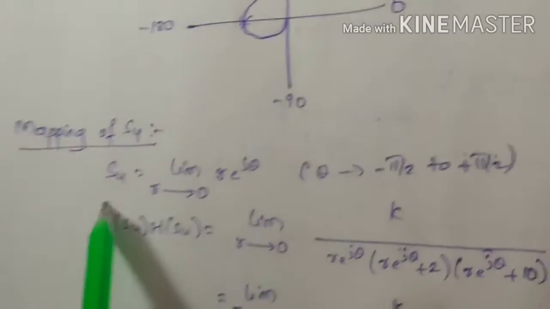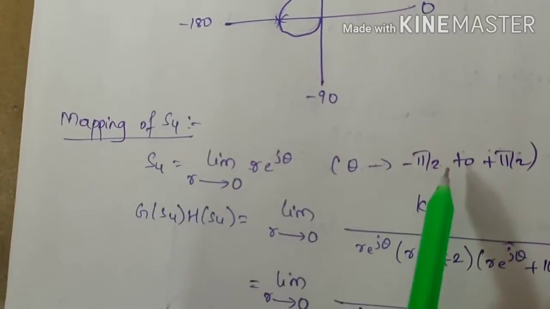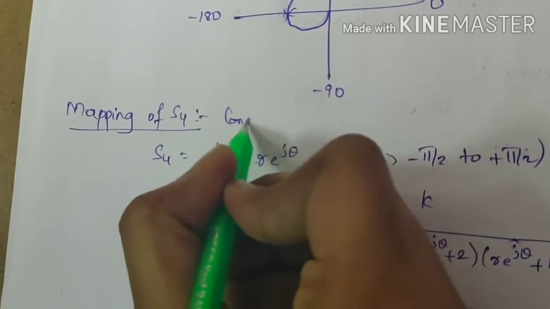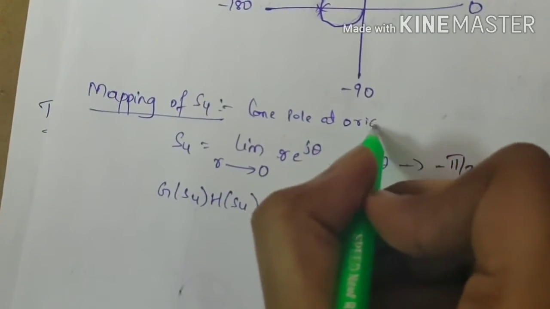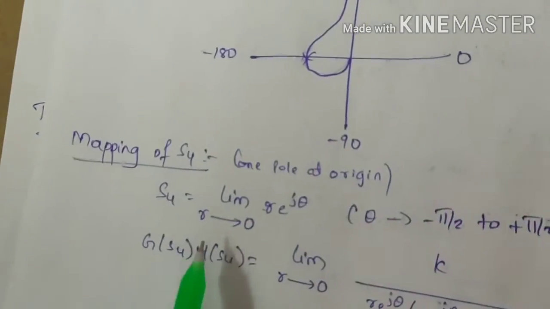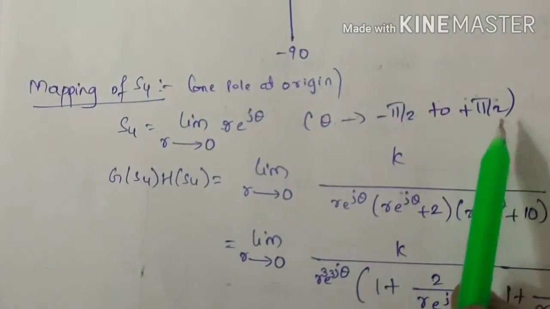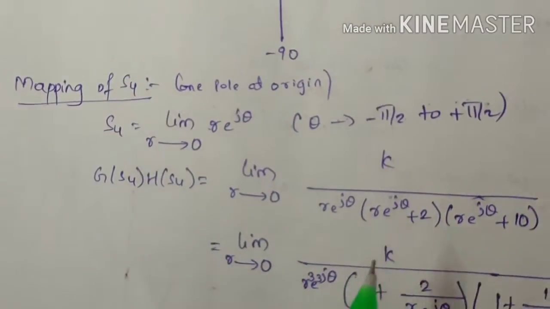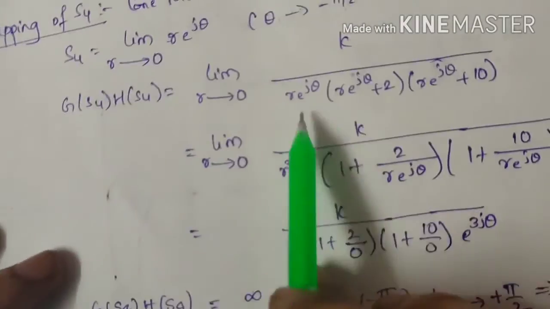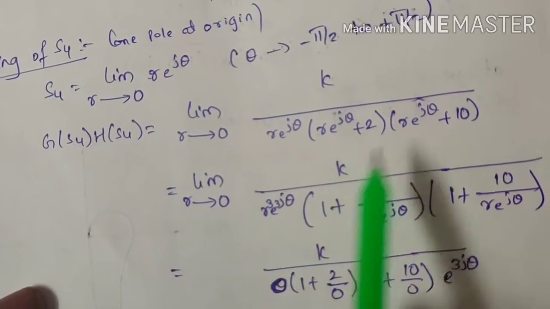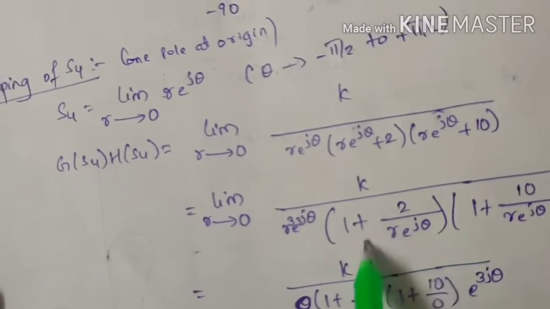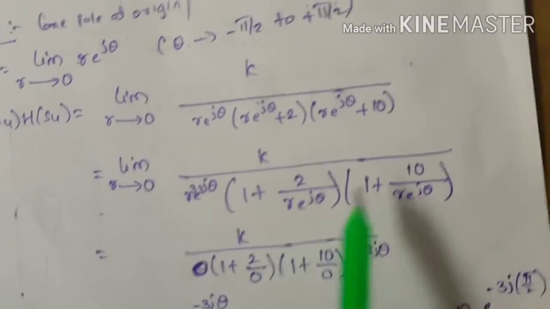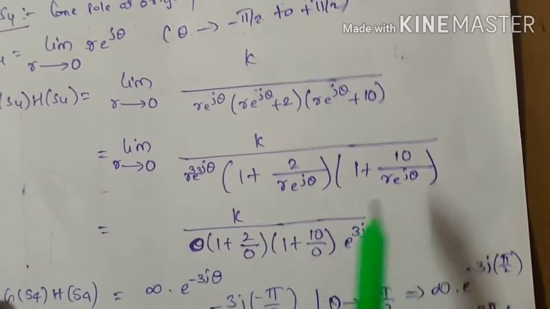Now coming to mapping of S4. I am considering S4 because we have a pole at the origin, one pole at the origin. S4 equals limit r tends to 0, r into e to the power of j theta, where theta varies from minus pi by 2 to plus pi by 2. Just substitute here. Take r into e to the power of j theta common. After taking common, r cube into e to the power of 3 j theta, 1 plus 2 by r into e to the power of j theta, 1 plus 10 by r into e to the power of j theta.